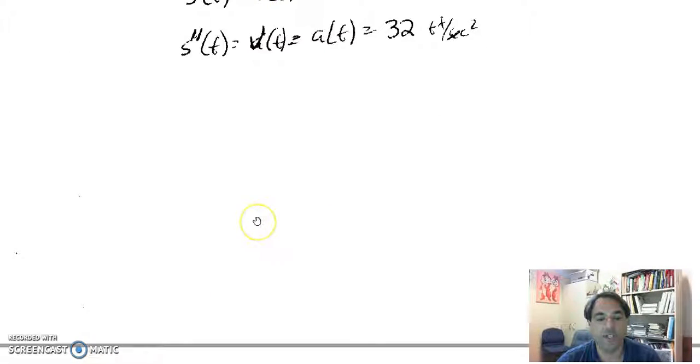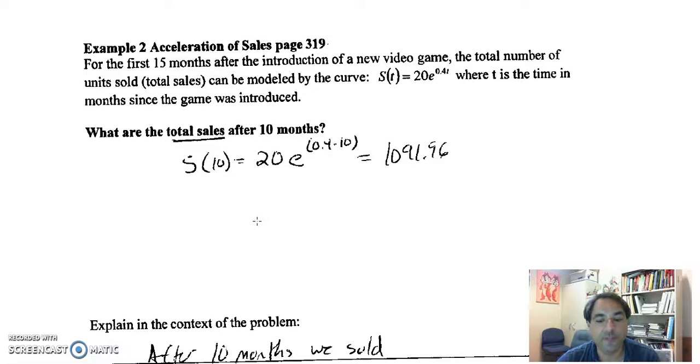Okay, so let's do another example. For the first 15 months after the introduction of a new video game, the total number of units sold can be modeled by the curve S of t equals 20e raised to the 0.4t, where t is time in months since the game was introduced. So the output is total sales, and the input is time in months.